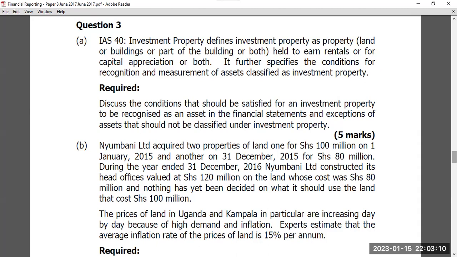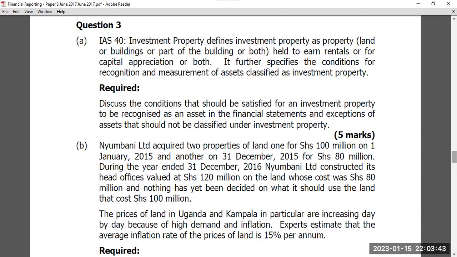The required says discuss the conditions that should be satisfied for an investment property to be recognized as an asset in the financial statements, and exceptions of the assets that should not be classified under investment property.